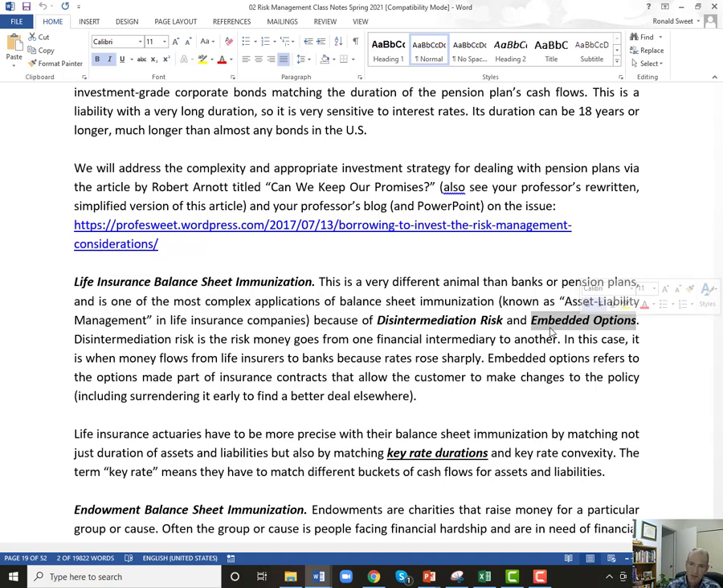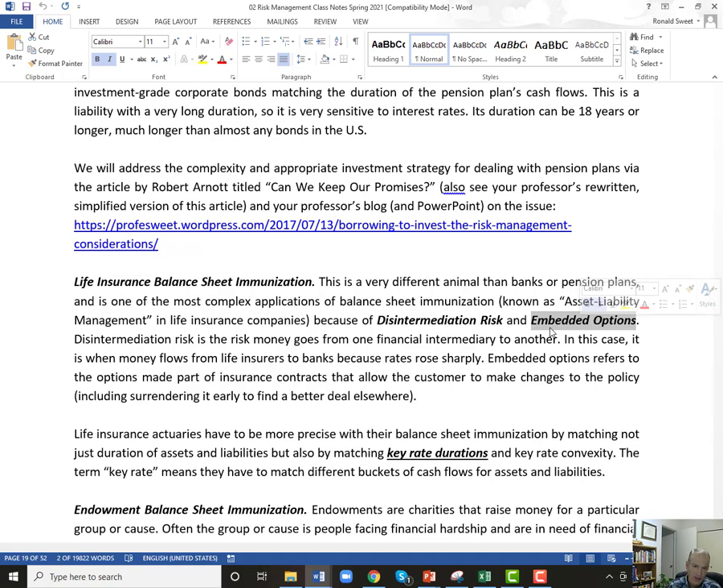When interest rates rise, people take their money out at the worst possible time. When interest rates rise, all these life insurance customers want their money back so they can go invest somewhere else. And the insurance company has to sell bonds when interest rates have risen, so they're losing money on their bonds. So it's a huge risk. Life insurance companies do extremely well when interest rates stay nice and stable. They don't like when interest rates rise and fall.